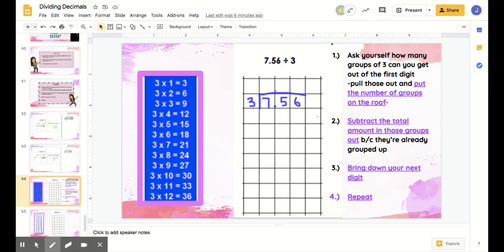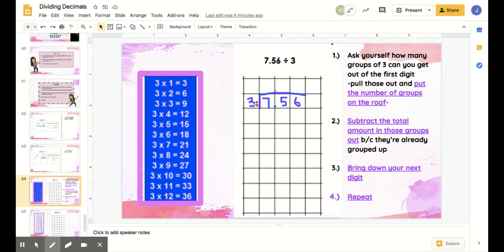And then let's review the steps for division. We're going to start by asking ourselves how many groups of 3 we can get out of the first digit here. We're going to pull those groups out on top. And then we'll subtract how much is in those groups out because they've been grouped up on top. Then we'll bring down our next digit, and then we'll repeat by asking ourselves how many groups of 3 can we get out of whatever is here. So let's go through those steps together.